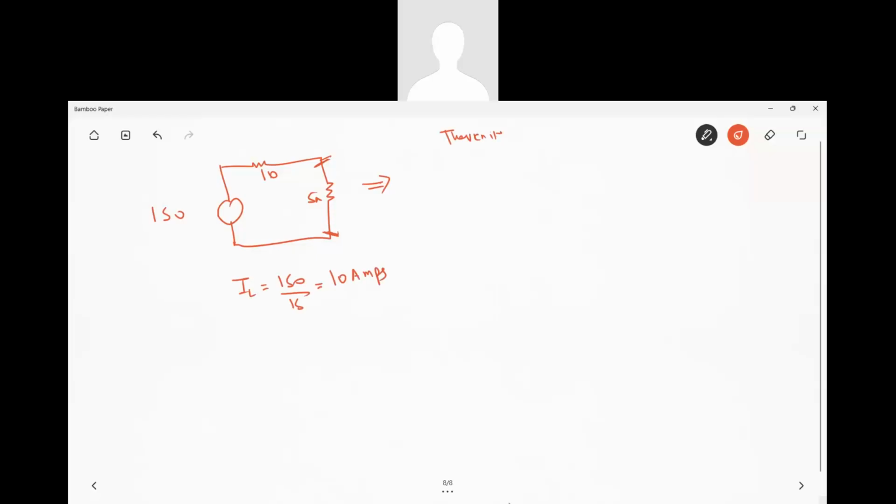Actually, this is the load resistor RL. It is 150 divided by 10 plus RL, and then it came 10 amps. Now, when I apply the Thevenin theorem, I remove this and get the open circuit voltage. When I remove this, the current here becomes zero. The voltage here is 10 into zero, so this also becomes zero. So the open circuit voltage V Thevenin is equal to 150.